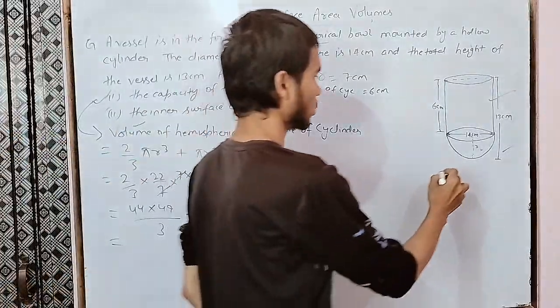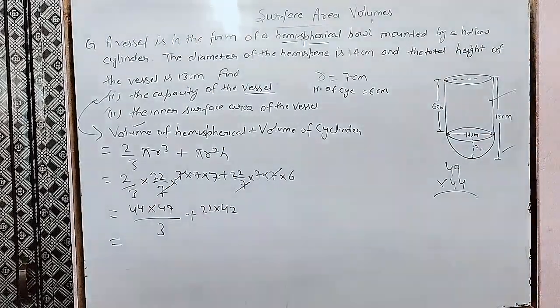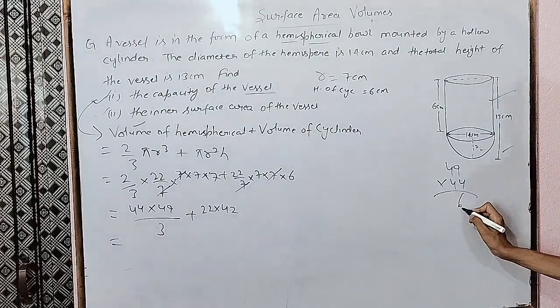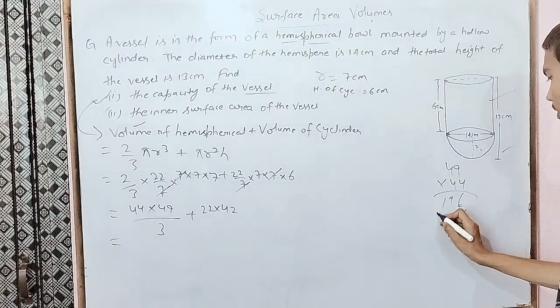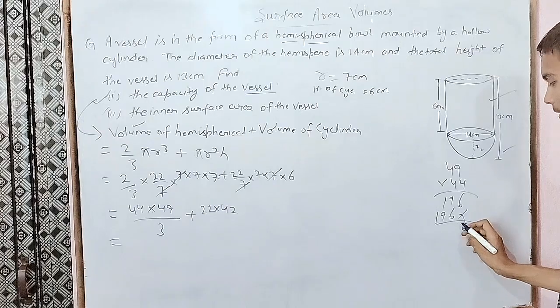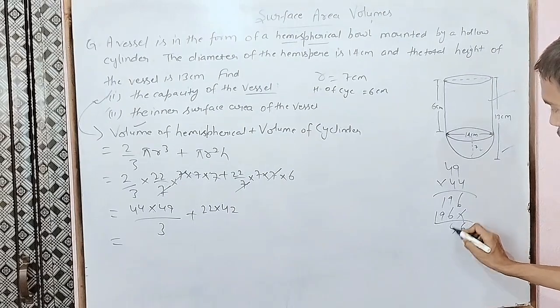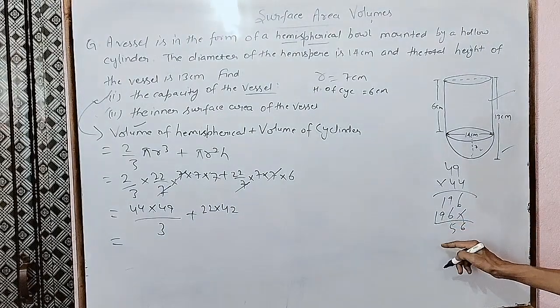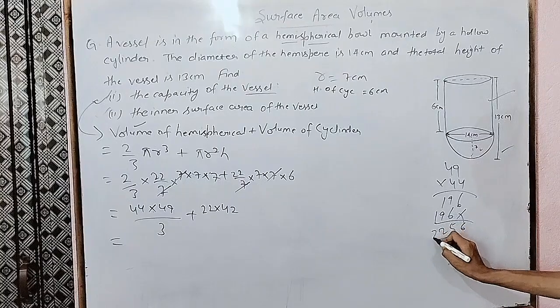Okay. Now 49 into 44, how much would it be? Not 78. It will become 6 and 3, 4 4s are 16, 90, again 196. And here it will become how much? 5 and 2, 9, 1, 10, 12, and it will be 2.